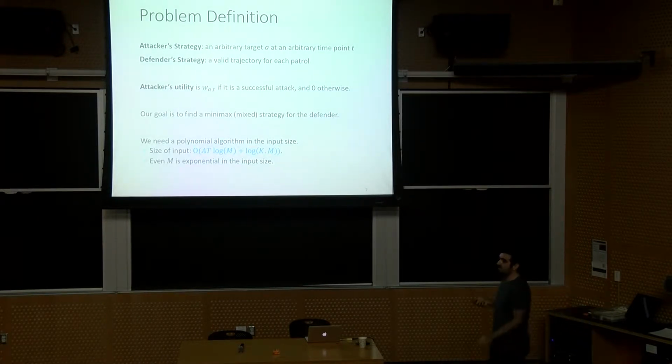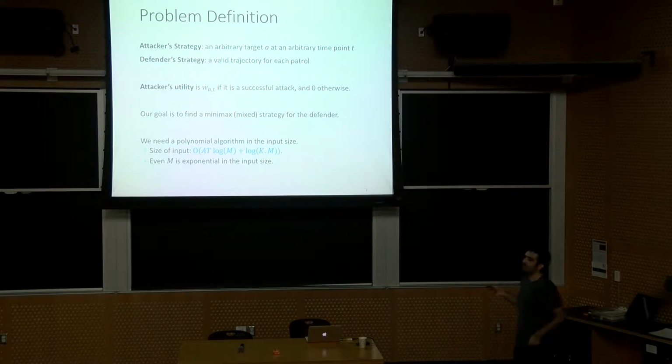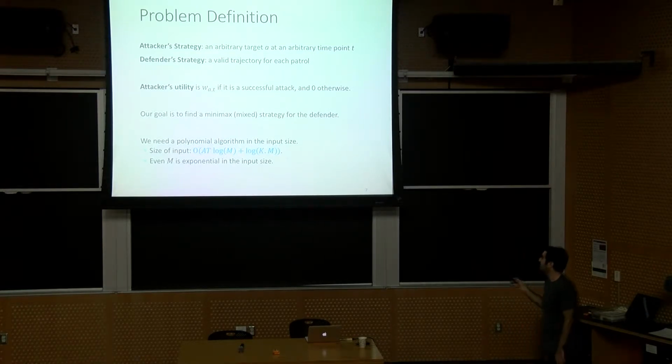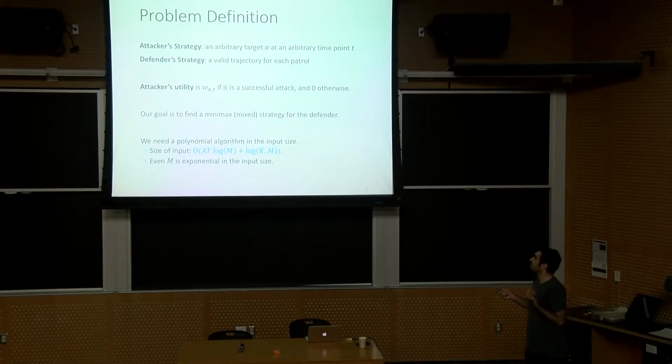So the attacker's strategy is to choose one target and one time point and attack that target at that time point. And the defender's strategy, I'm talking about the pure strategies here, is a trajectory for each resource. The attacker gets the weight of the target that he attacks if that target is not protected by any resource. And again, it's a zero-sum game, so basically the payoff of the defender is the negative of the payoff of the attacker.